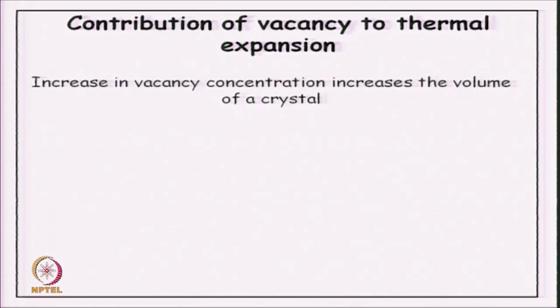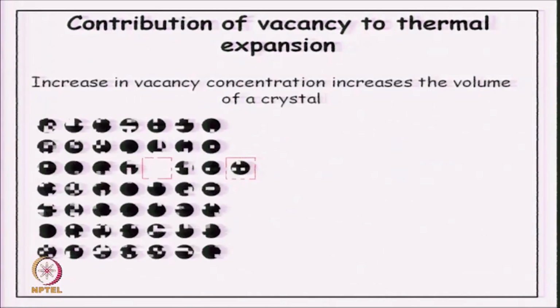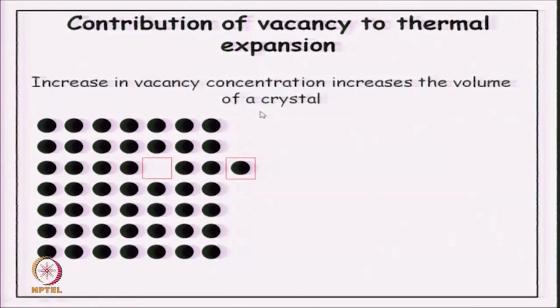So, increase in vacancy concentration increases the volume of a crystal. So, vacancy actually contributes to the expansion. How does that happen? Let us see. You remember the diagram which we made, where we said that if we create a vacancy, the atom has to be put on the surface. So, if I put it on the surface there, then I have added one site on the surface. So, I have added an extra volume to the crystal.